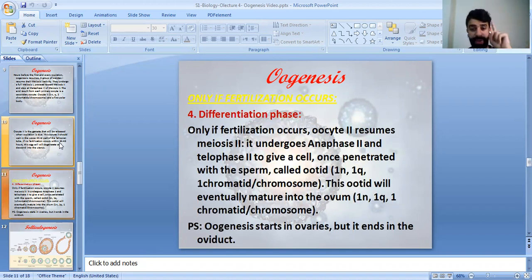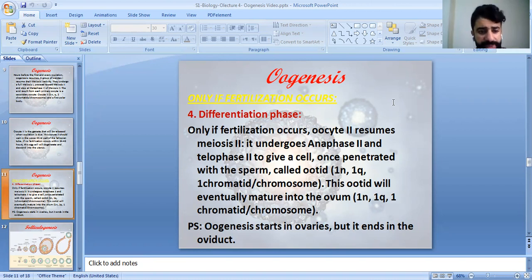Only if fertilization occurs. Pay attention here. Only if we have fertilization, we're going to move to the differentiation. So only if fertilization occurs, in the differentiation phase, oocyte 2 will resume meiosis 2, which starts at metaphase 2, if you remember. It undergoes anaphase 2, telophase 2, to give a cell. Whenever it's penetrated with a sperm, it's called an oocyte. This oocyte is 1N, 1Q, 1 chromatid per chromosome. This oocyte will mature into an ovum, where it's 1N, 1Q, 1 chromatid per chromosome. So this is the end result of the oogenesis process.